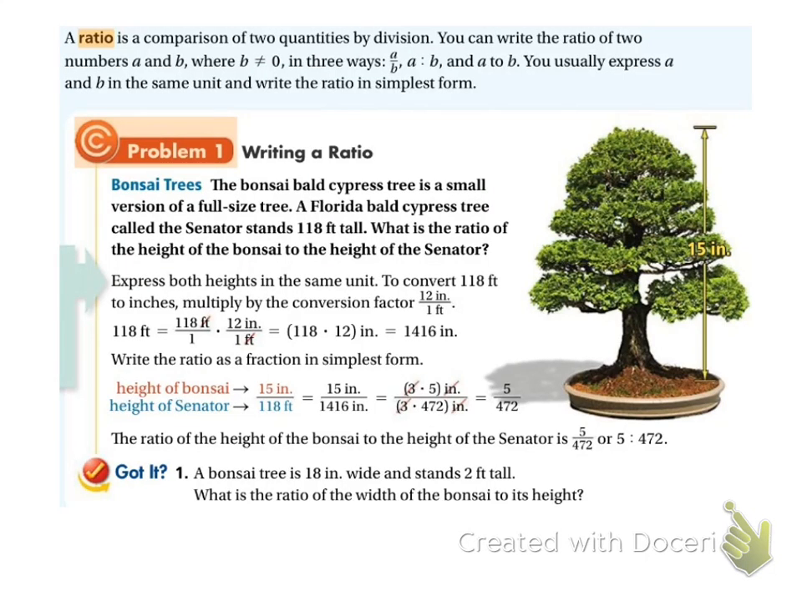This is 7.1a of geometry, and we're going to talk about ratios. A ratio is a comparison of two quantities by division, and there's three different ways we write them.